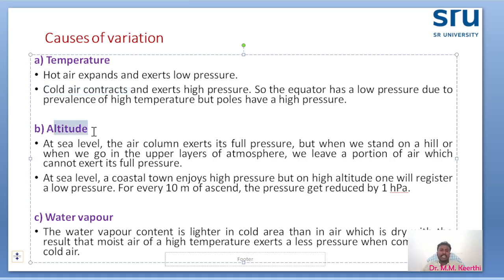And the next one is altitude. At sea level, the air column exerts full pressure. When you are standing in sea level areas, you will feel more high pressure. When we are standing on hills, the density of the air will be low, and the air attached to the surface layer is also low. Due to that, we feel low pressure at higher altitude.